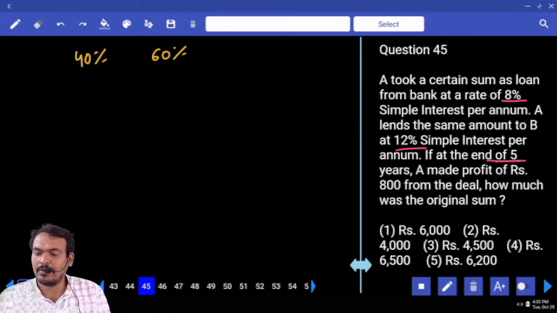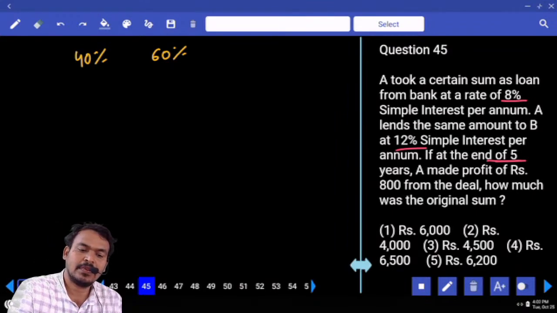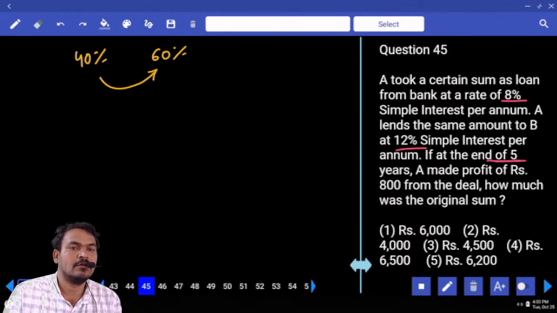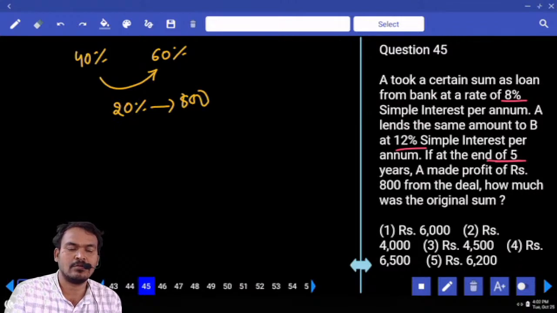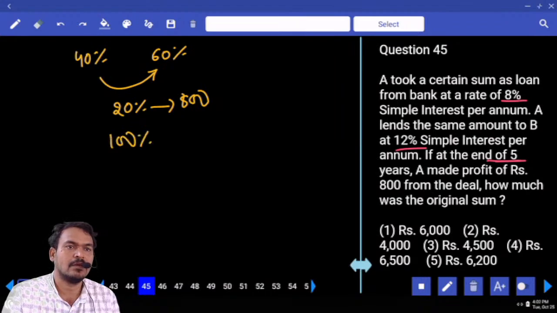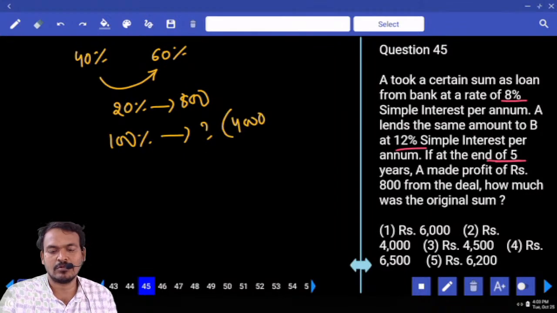A lent the same amount to B at 12% per annum. A made a profit of how many rupees? 800. Percentage-wise, how much more is he getting? 20%. Value-wise, how many rupees more? 800. Then 20% equals 800. We need 100%, so 5 times or 4 times? 4 times. Then the answer is 4000.